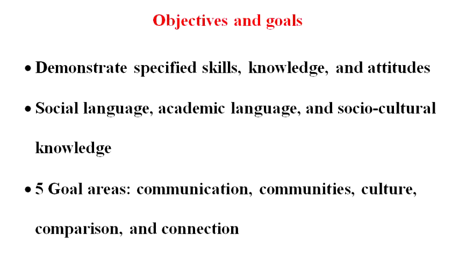Some objectives and goals of standards-based language education. We have to attain and demonstrate specified skills, knowledge, and attitude. All parties in a community need to work together and decide on what standards to target and how to make sure these standards are reached in due time. English as a second language standards are framed around three goals: social language, academic language, and socio-cultural knowledge.